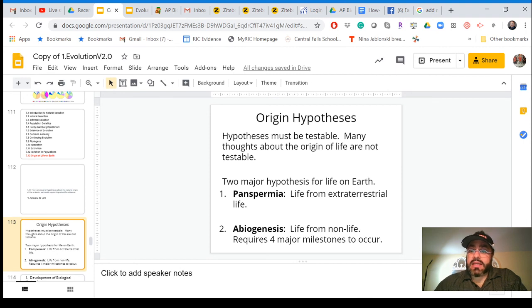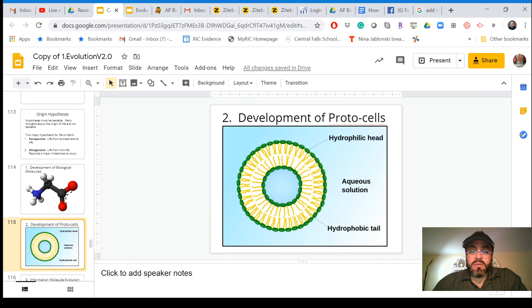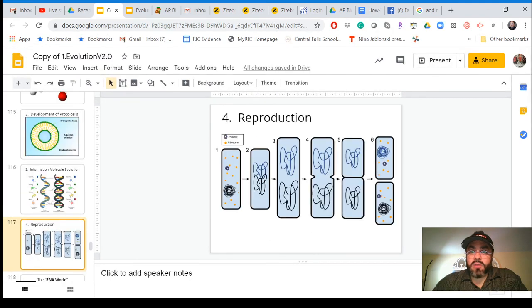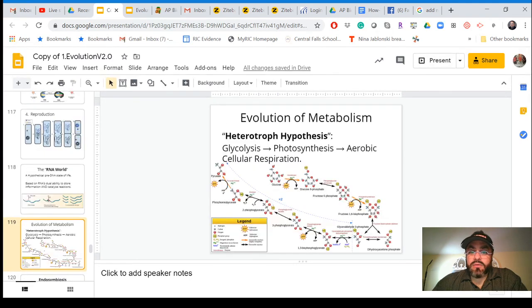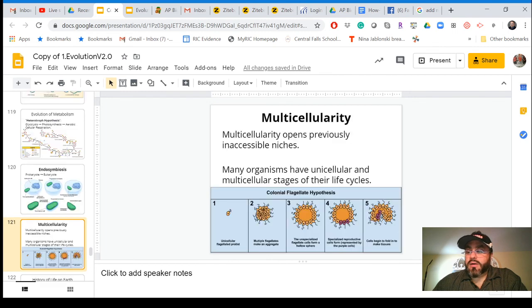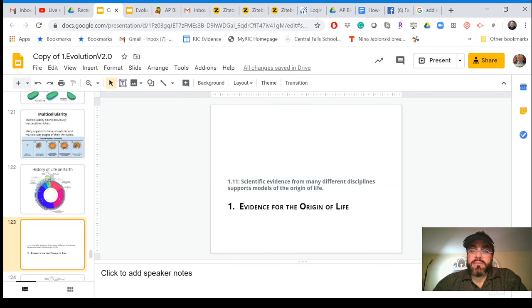Panspermia is that life came from extraterrestrial sources. This is actually what most biologists that I speak to believe now. And then there's abiogenesis, in which life came out of non-living things. We have hypotheses, but we can't really tell. Some of that hypothetical work was done by a couple of really important researchers, including for sure Miller and Urey.